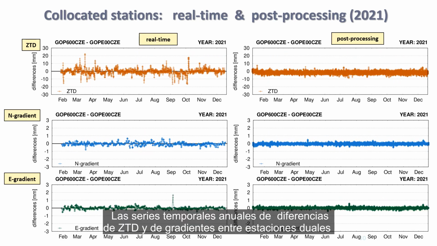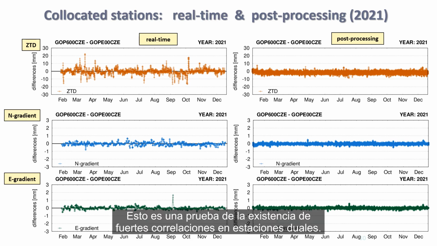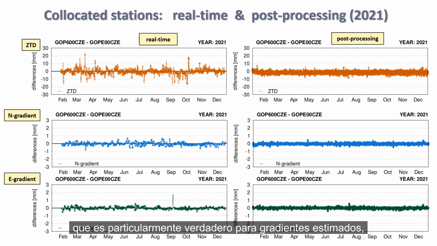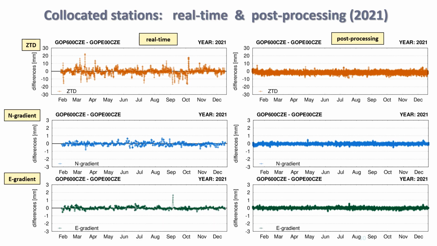Yearly time series of ZTD and gradient differences, now from dual stations, show a dramatic reduction of original discrepancies. This is evidence of the presence of strong correlations at dual stations attributed to a common impact of using precise corrections, which is particularly true for estimated gradients, extra sensitive to absorption of any mismodeling errors. The real-time estimation of gradients still remains challenging for nowcasting applications.